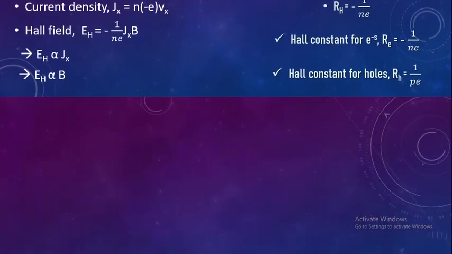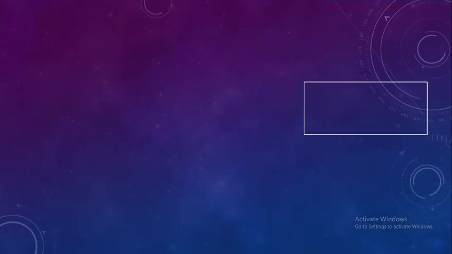So let's see what happens in case of semiconductors. Let us consider a semiconductor and Ex be the electric field along x direction, and Bz be the magnetic field along z direction. Due to Ex, the carriers drift, that is electrons are going to drift to the left side and the holes will be drifting to right side, because we have applied the electric field along positive x axis.